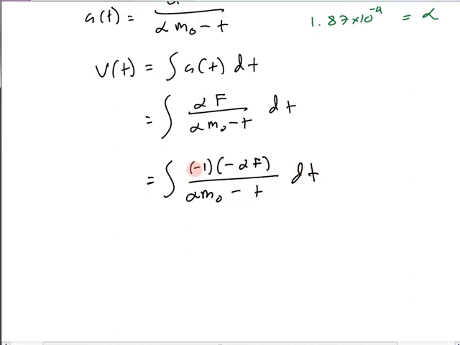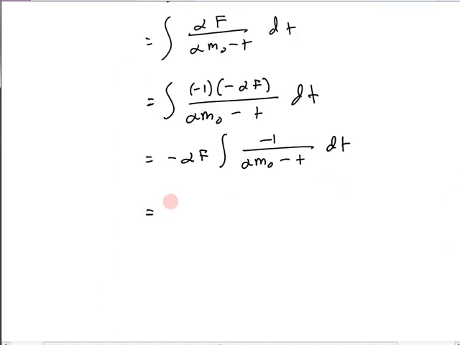Now when I integrate this, I have a negative 1 on top to cancel with the derivative of negative t. I can also pull out negative alpha f, because those are just numbers. That's a constant. So I get negative alpha f out front over negative 1 times the integral of negative 1 over alpha m naught take t dt. Now I need to perform this integration. So the integral of 1 over a function of t gives us the natural log of that function, alpha m naught take t. And then finally we have our constant of integration c, and that's our velocity.